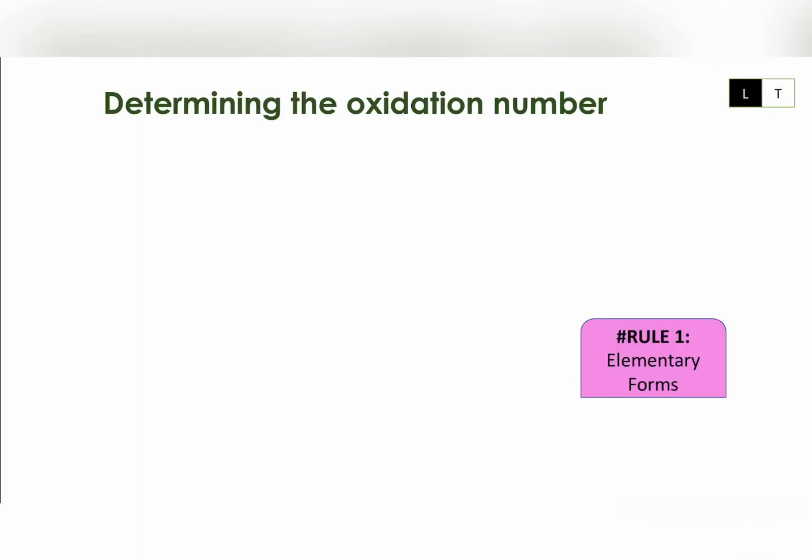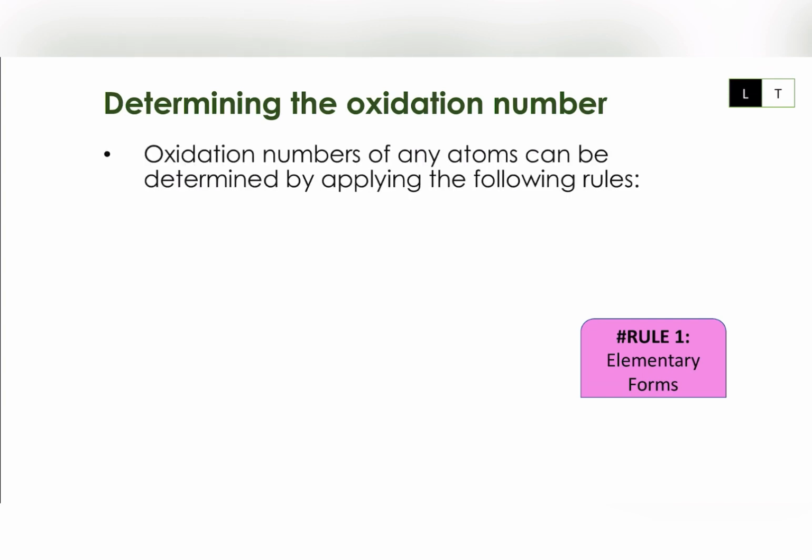Now I'm going to introduce to you how to determine oxidation number. This oxidation number is very important so that you can balance your redox equation later on. So there are a few rules. We are going to go one by one.